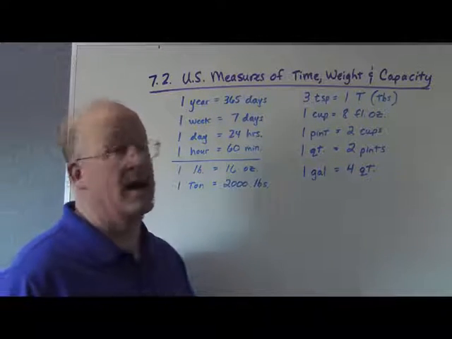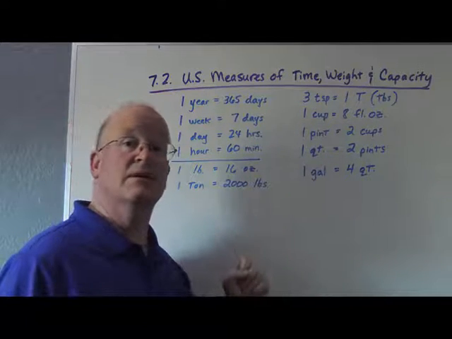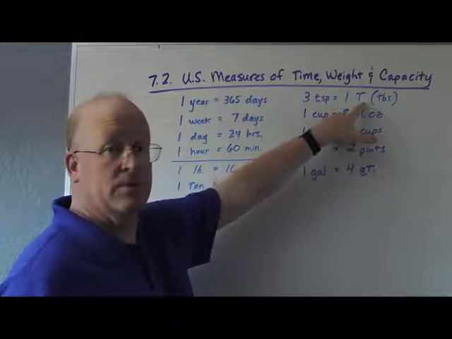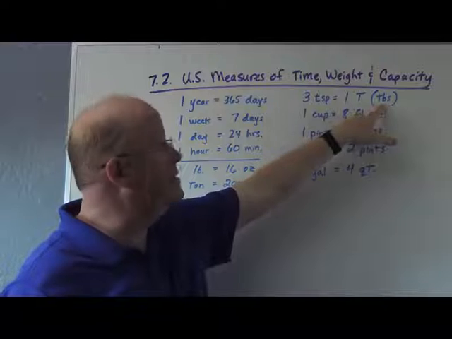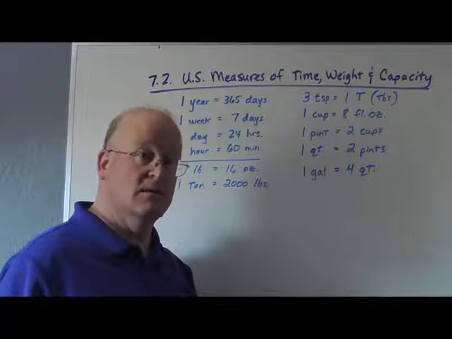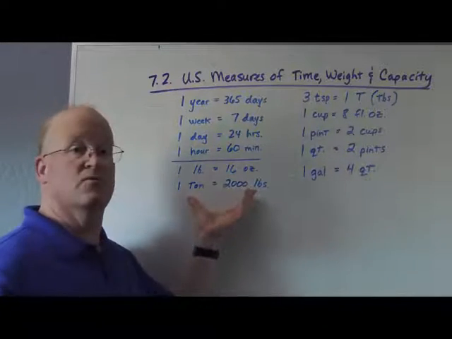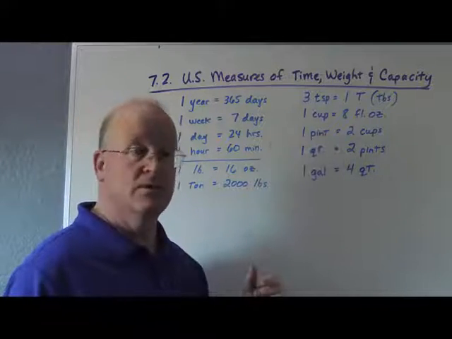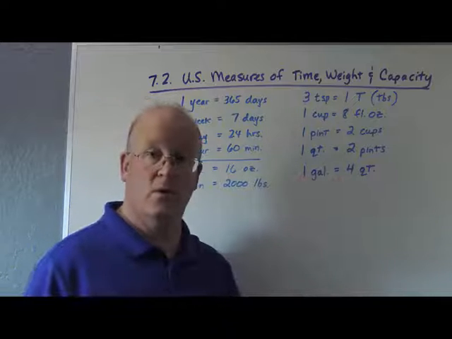When it comes to capacity, you might not know that 3 teaspoons is equal to 1 tablespoon. Some books use just a capital T for tablespoons, others use a capital T followed by BS. 1 cup is equal to 8 fluid ounces as opposed to the dry ounces that we have over here with 16 dry ounces in a pound. And 1 pint is equal to 2 cups, 1 quart is 2 pints, and 1 gallon is 4 quarts.